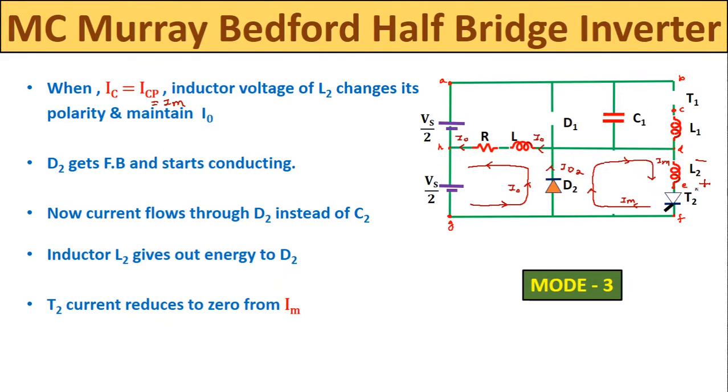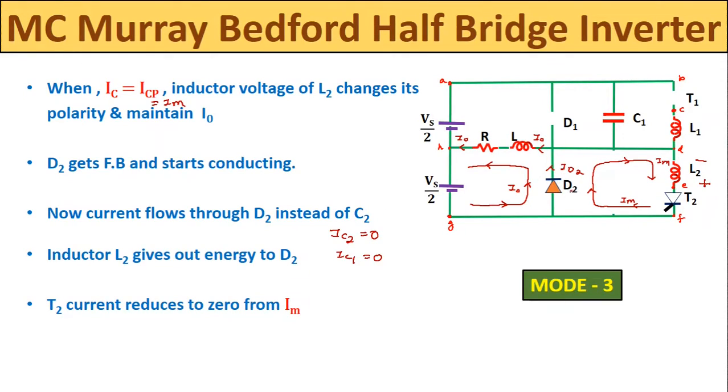As soon as the voltage changes its polarity, the D2 diode goes into the forward bias condition and starts conducting. Now the current starts flowing through the D2 diode instead of the C2 capacitor. So no current will flow through this C2 capacitor, and here we can take IC2 current equal to 0. And as soon as the T1 thyristor goes into the off condition, the C1 capacitor will lose its path for discharging itself. Therefore, IC1 current will also become 0 in the third mode of operation.